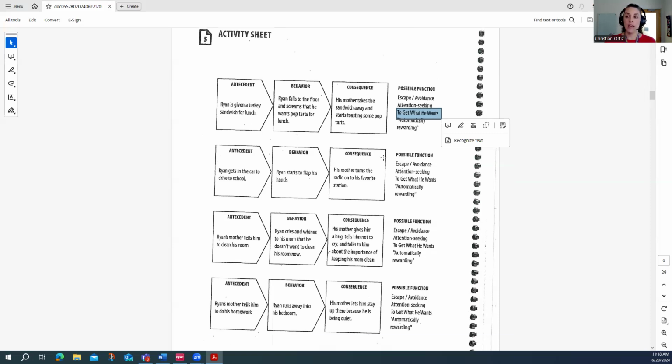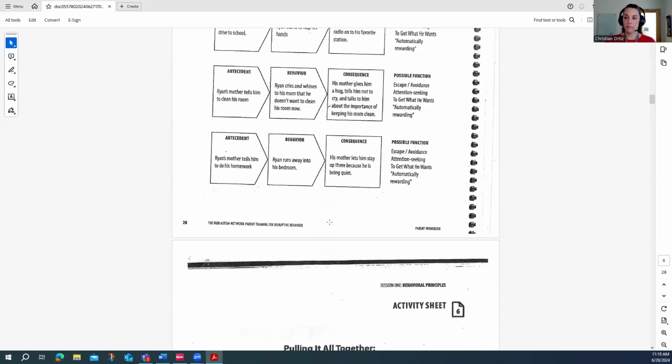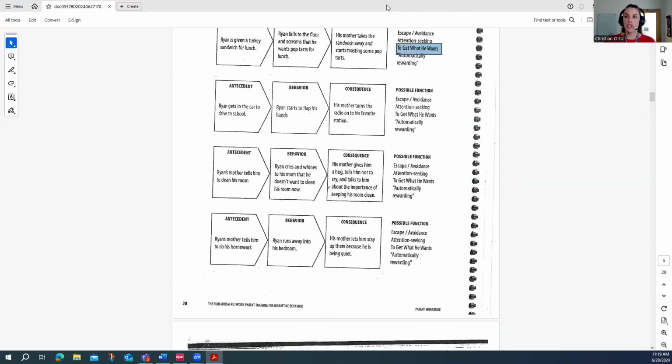And again, here are other examples. So in our next session, I'm going to pull very specific examples of behaviors with specific functions, to give you guys a guideline on how to respond to these when you are dealing with undesired behaviors.